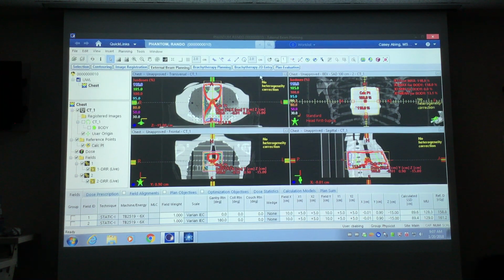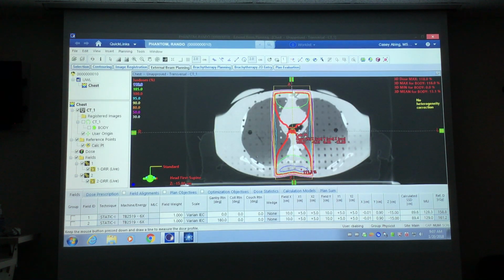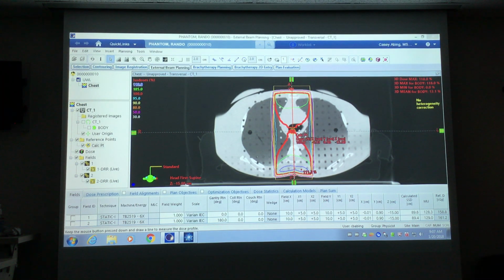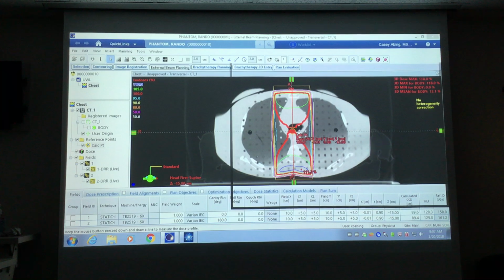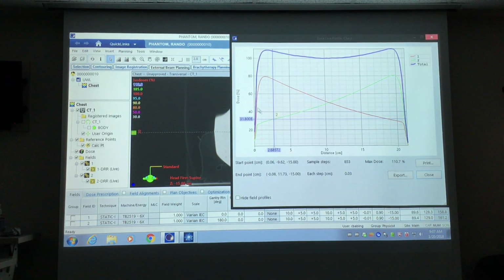So if I were to take a dose profile again on 100 centimeter SAD, it's going to look very similar. Field 1 is the red, field 2 is the green. I have a classic percent depth dose curve for an on-face field, and then I get a classic hourglass shape by the addition of the percent depth dose lines.